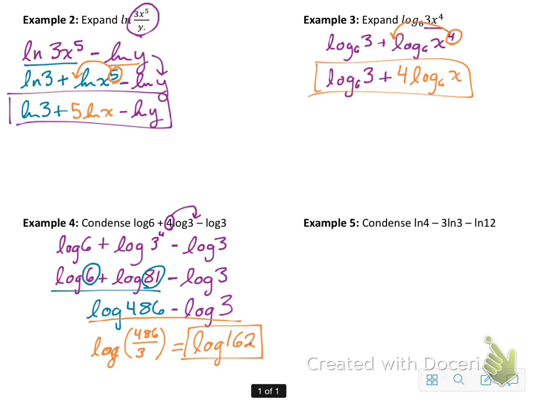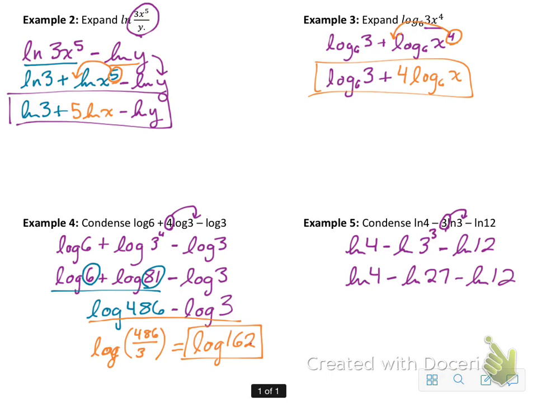Again, you have to use your power property first. So we are going to move this 3 to the back so that we really have the natural log of 4 minus the natural log of 3 to the third power minus the natural log of 12. Well, 3 to the third power is 27. So we will rewrite this as the natural log of 4 minus the natural log of 27 minus the natural log of 12. Okay? Now, when we combine, we are going to combine these two first, always left to right.